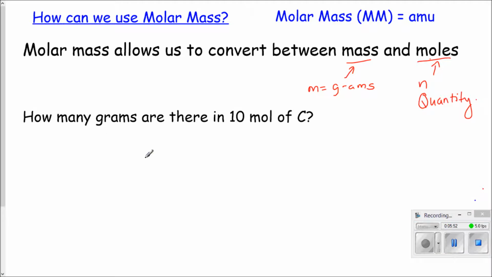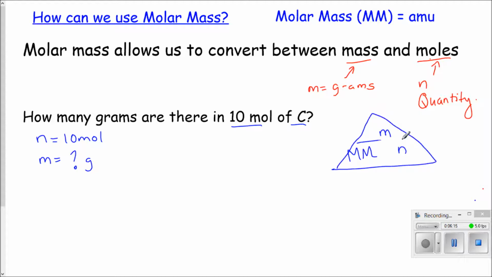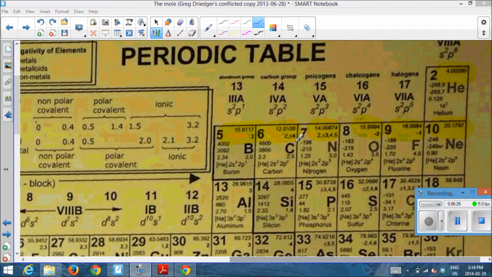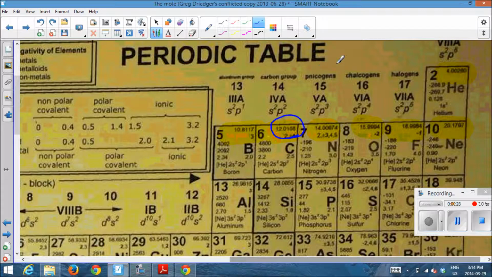So we have a question here. It says, how many grams are there in 10 moles of carbon? Well, let's write down what we know. We know n equals 10 moles, and we want to find mass, which is going to be in grams. We don't know what that is yet. But we want to be able to find that. Well, if we take a look at our equation here, we have molar mass equals mass over moles. This is our triangle here we can use. And we know my moles. I want to find my mass. That means I need to find my molar mass. Well, we can find the molar mass of any substance just by looking on the periodic table. So if we look at our periodic table, we see carbon has a molar mass of 12.01 grams per mole.